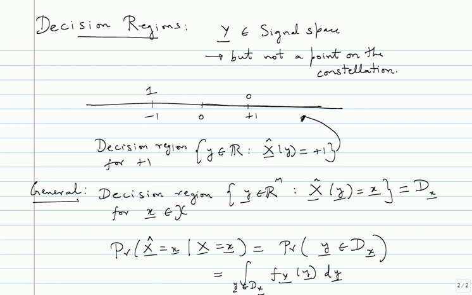All right, any questions? What will be the probability of error given x equals x? It's 1 minus this quantity. So it's the integral over all y not belonging to D_x. It's useful to write it down. That's always good to know.